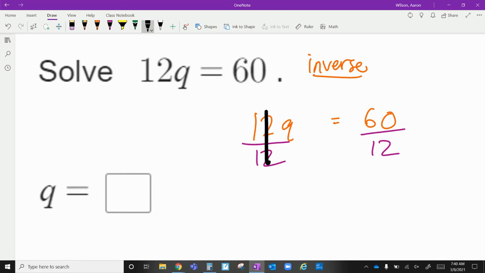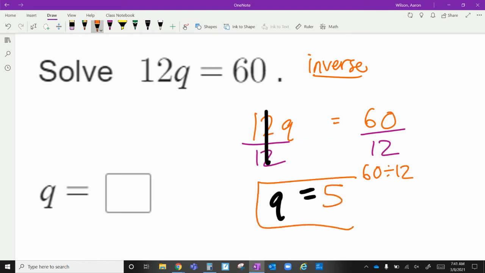is 1. Then you have 1q. Well, 1q is just a q. And the last part is 60 over 12. Well, 60 over 12 actually means 60 divided by 12, which is 5. Is q equal to 5 correct? I don't know. Let's test it.